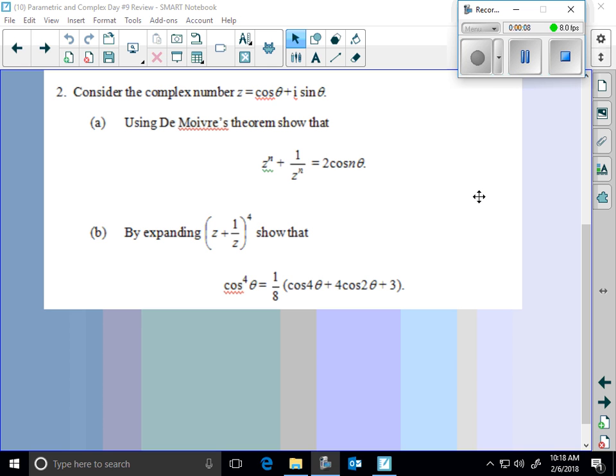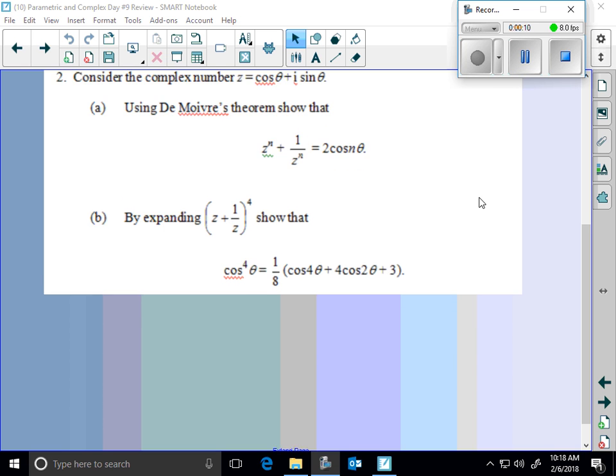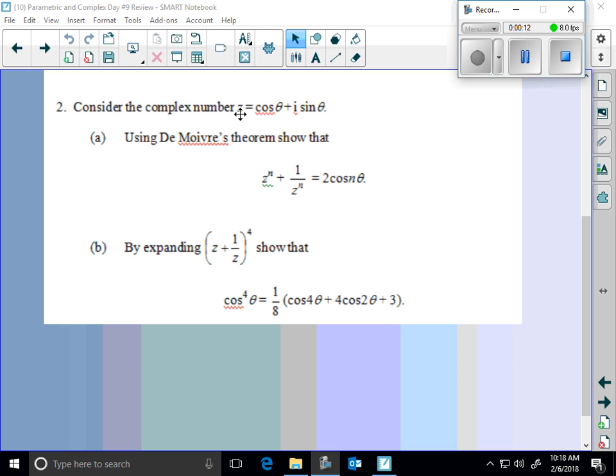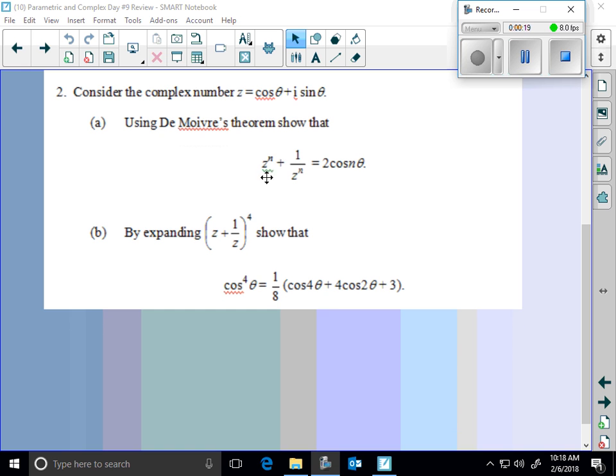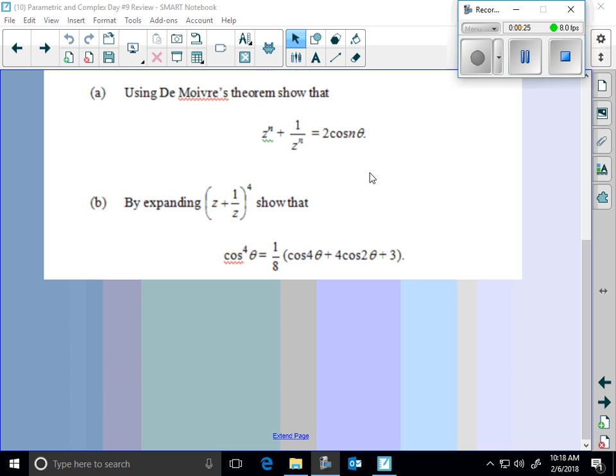Sound good? Cool. Okay, so part A, I'm going to show that if z is cosine theta plus i sine theta, which is just cis theta, then z to the n plus 1 over z to the n is 2 cosine n theta. So not as bad as it might look, but maybe intimidating right away.